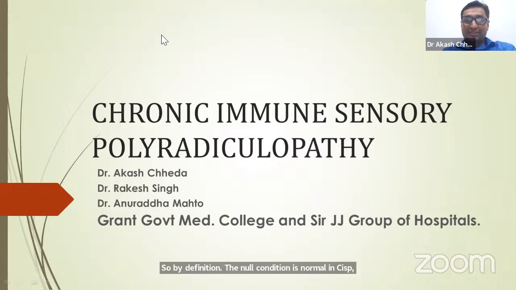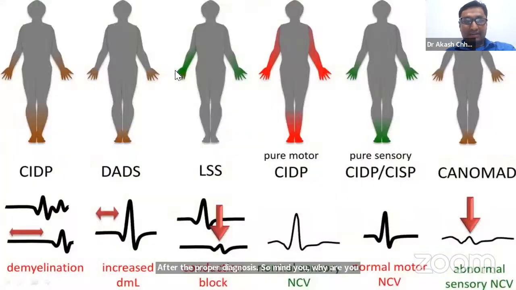So that is how this CISP patient comes to a tertiary center or to medical attention, and they get treated after the proper diagnosis. While reviewing, this was a paper in CISP, which was considered a typical CIDP or a variant of CIDP.